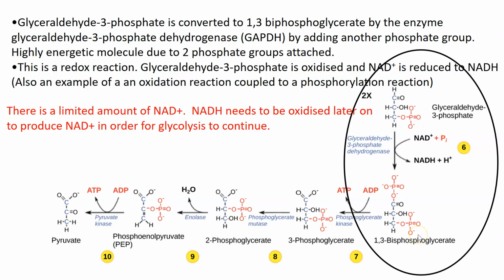Remember, we've got this phosphate group already attached from before, but now we've added another phosphate. What do phosphates do? They destabilize molecules. So this molecule was already destabilized, and by adding a second one, we're really destabilizing the molecule again. This is an important step because we want to extract as much energy as possible.